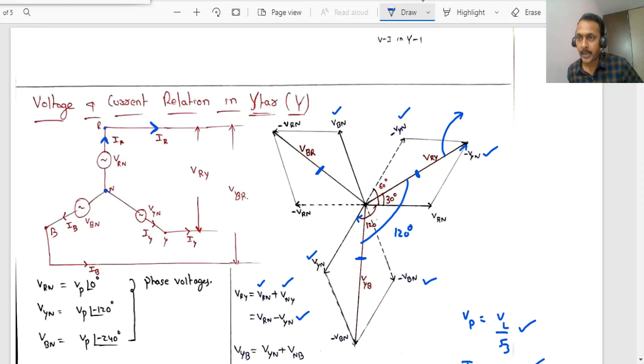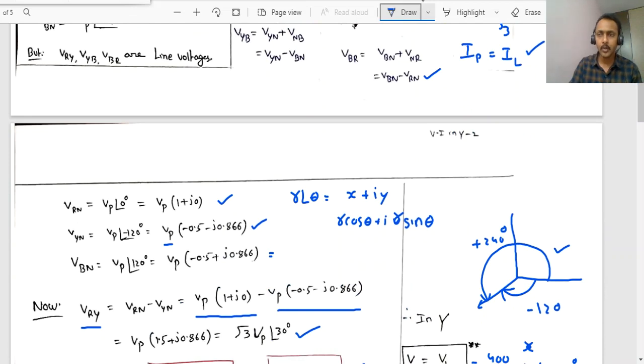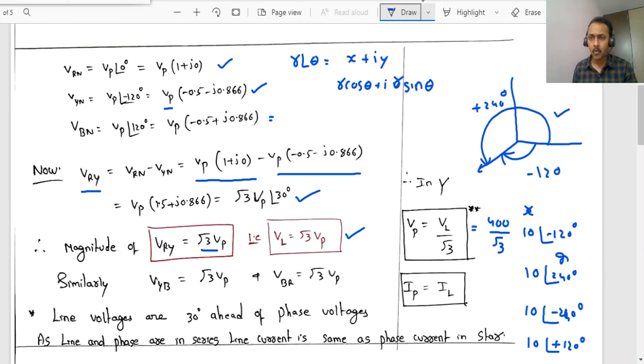Line current is same as phase current, right? These are all the important summary points with respect to the star connected network. And one more important basic point: minus 120 degrees is also the same as plus 240 degrees. Plus 240 degrees. Out of 360, you subtract this 120. Right? Like that we have to understand.